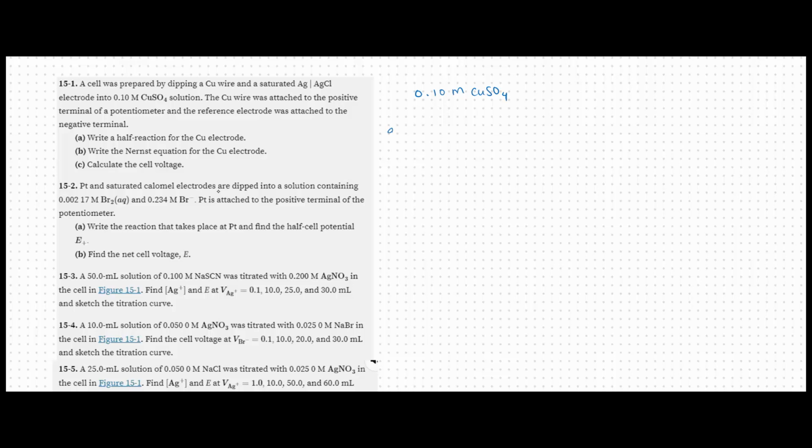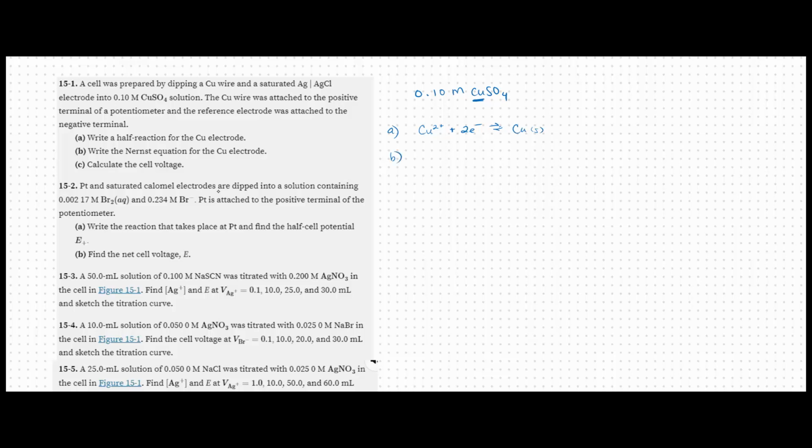So A, first we're going to write the half reaction for the copper electrode. We're going to start with our copper 2, and we know it's copper 2 because it's in copper sulfate with this chemical formula. Remember, from general chemistry, sulfate has a charge of -2. So in order to make this compound make sense, copper must be a +2. So we're going to reduce it with 2 electrons, and it will be in an equilibrium with solid copper.